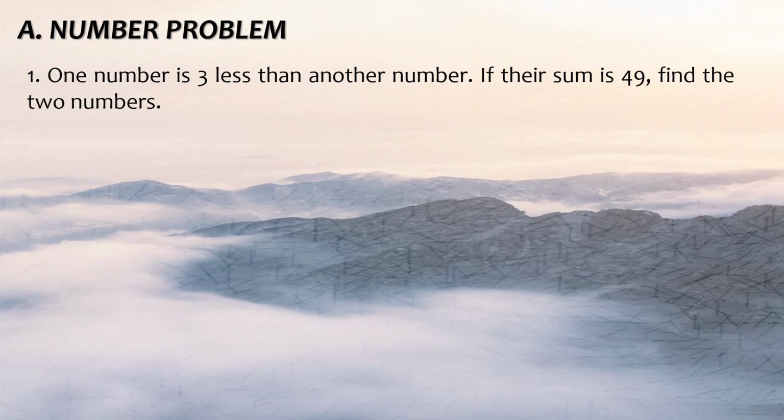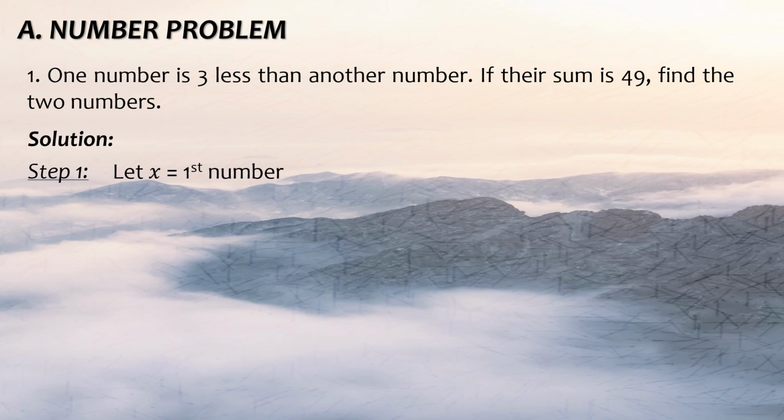So, sabi dyan, ang isang number daw ay mas bababa ng 3 sa unang number. Kung ang sum nila ay 49 o kung ang total nila ay 49, ano yung dalawang numbers? So, let's have the solution. Step 1, let x equals to the first number.